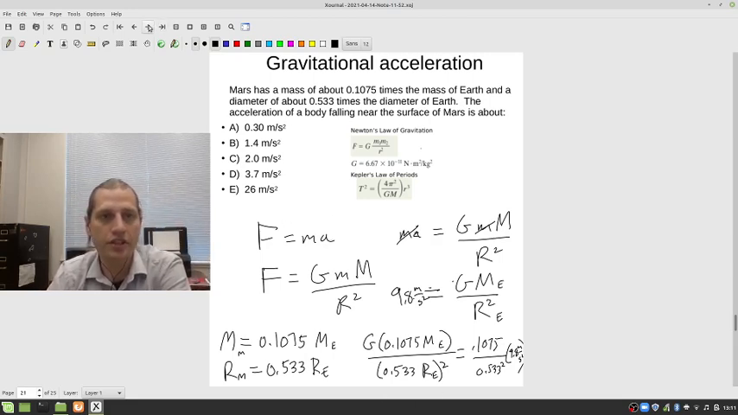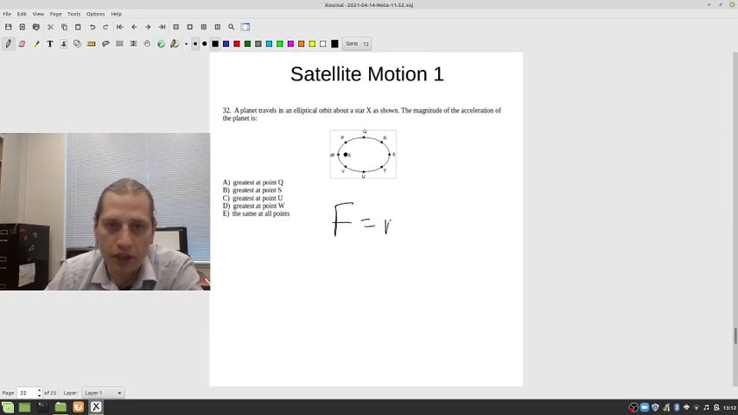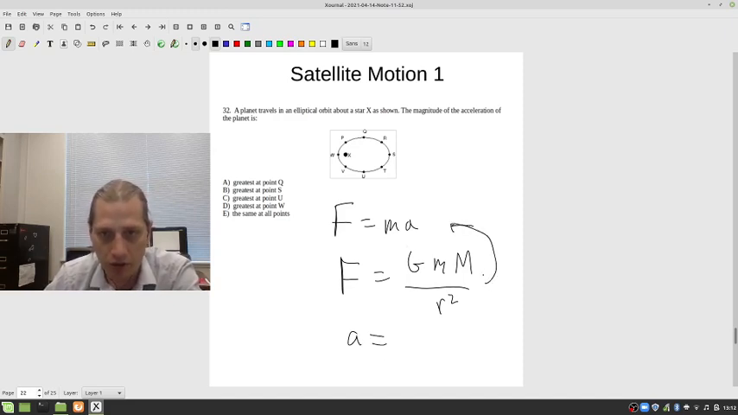So that's gravitational acceleration. Now, just to put that in a different way, F equals ma, F equals GMm over r squared. The closer you are, the bigger your acceleration. Okay, so if you set these two equal to each other, you have an a that's equal to GM over r squared.